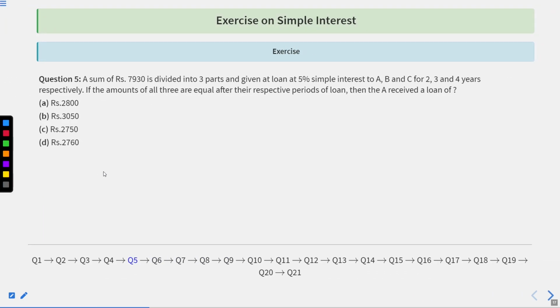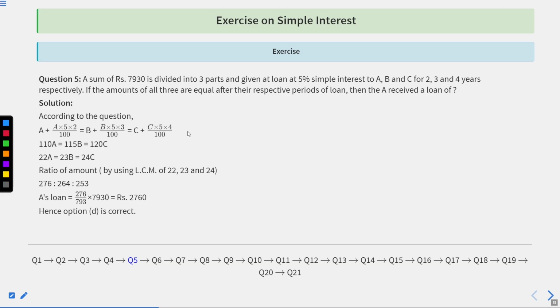Now, let us move to question number 5. A sum of rupees 7,930 is divided into 3 parts and given as loan at 5% simple interest to A, B and C for 2, 3 and 4 years respectively. If the amounts of all 3 are equal after their respective period of loan, then A received a loan of.